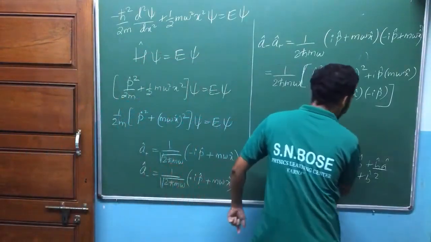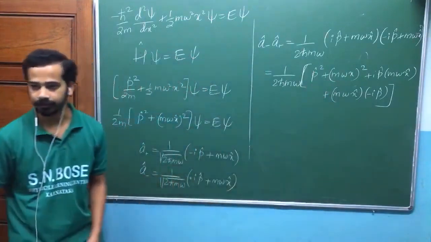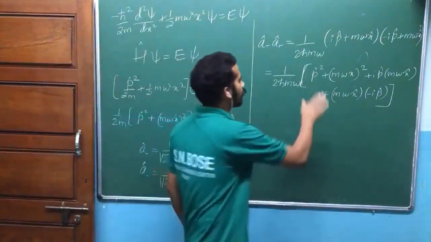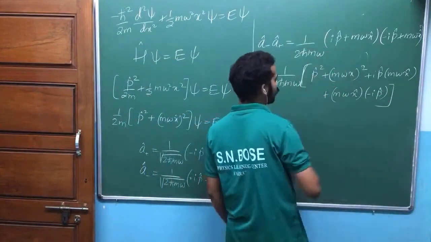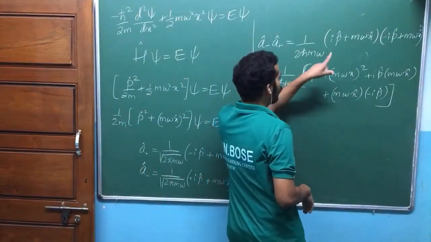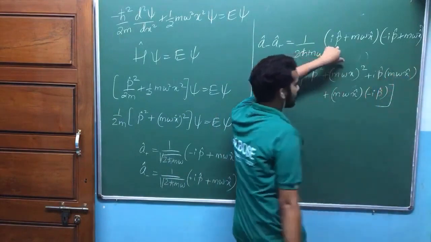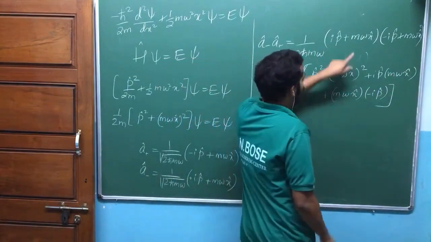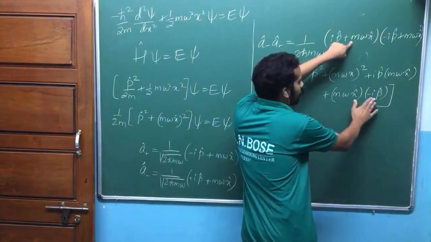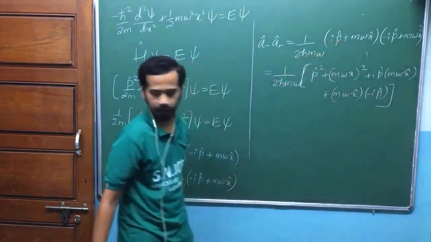So that's why, while multiplying these two, be careful. That's what I'm saying. i p cap, so again i squared minus i squared into p cap squared. Okay. i p cap into m omega x cap, i p cap into m omega x cap, m omega x cap into minus i p cap, m omega x cap into m omega x cap. That is (m omega x cap) the whole squared.